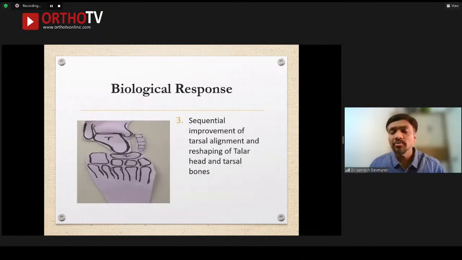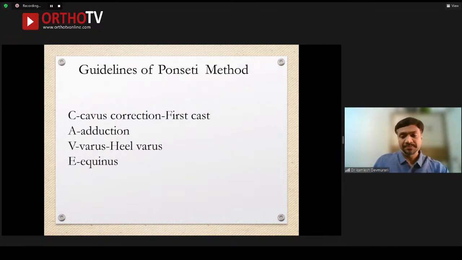So at the end, what he found is that with gradual correction, the whole tissue gets lengthened, and simultaneously there is tarsal alignment. He also found that there is a reshaping of the talar head, tarsal bones and intertarsal surfaces. So these are the two principles: proper positioning and the biological response. So how will we use that practically?